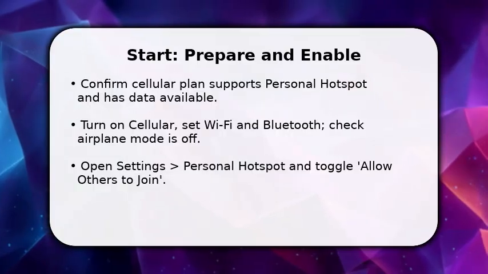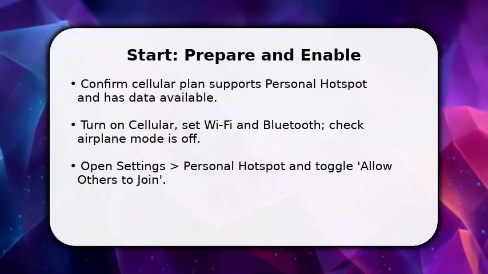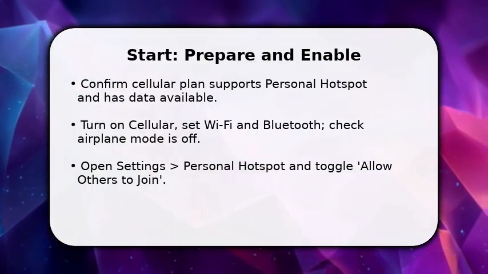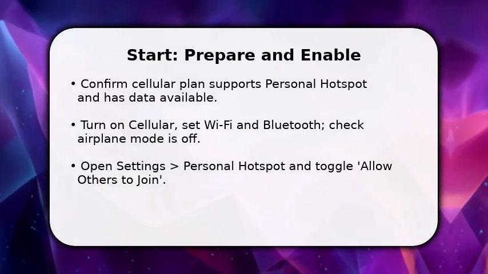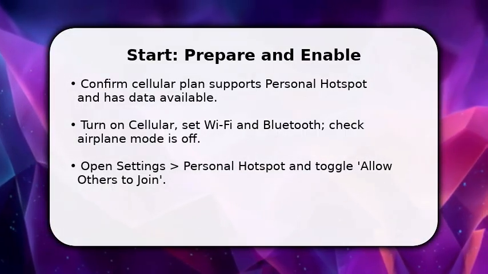You begin by confirming the essentials. Your cellular plan must include a hotspot and you need some data. Once done, make sure cellular is enabled and airplane mode is off so radios can function.